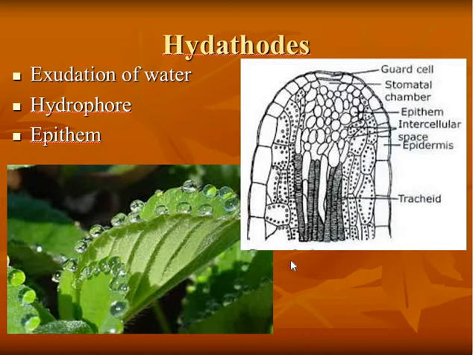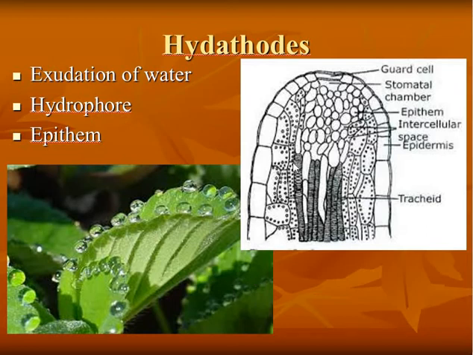This is a typical structure of a hydathode. You see this hydathode, this is a leaf tip, there is an epidermis, there is a stomatal chamber, and there are some loosely arranged cells called epithelium with a lot of intercellular spaces where water can be stored. Below that you can see tracheids coming, through which water will be coming out. So water coming out of the tracheids will be stored in between the epithelium, and later as drops they will go out. This opening of the hydathode is called hydropore. The loosely arranged cells are called epithelium.